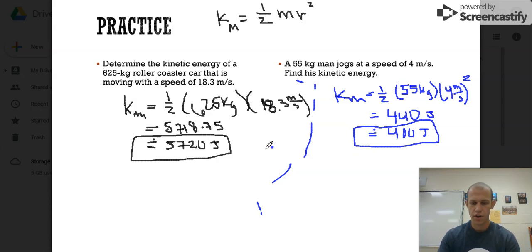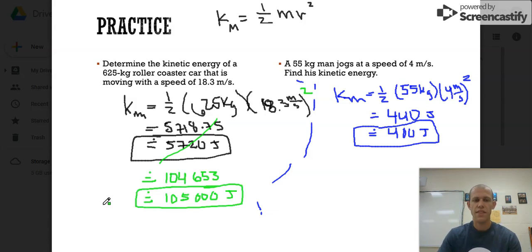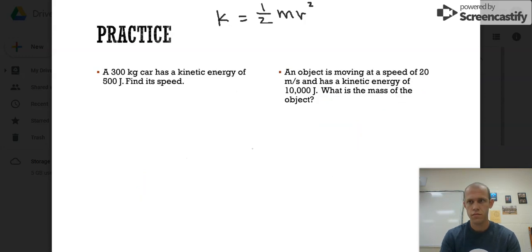So let's go back over here. Let's do some corrections. We got to square this. So I just got to retype it. That is no longer my answer. I'll write it in green down here. And then we get out 105,000 joules approximately. That's better. So don't forget that square. Very, very important when calculating kinetic energy.